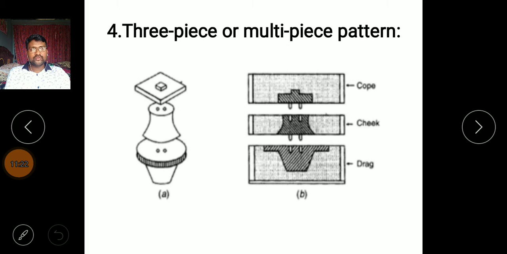We add one more part, the middle one, which is known as the cheek. Suppose you made this type of object in a split piece pattern, it is very difficult to remove the pattern from the mold cavity. For that case, we have to use a 3-piece or multi-piece pattern. Like the split piece pattern, dowel pins are used for aligning in the proper way.